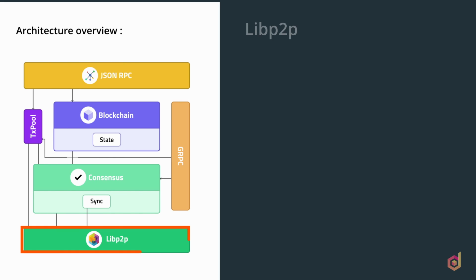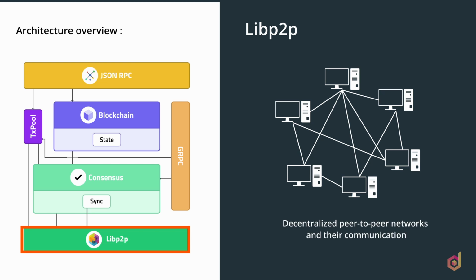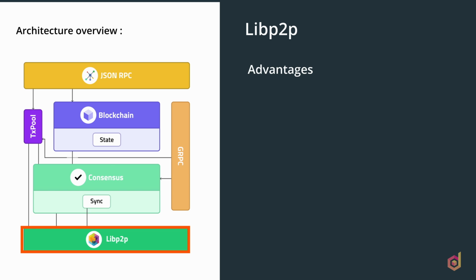Here the Polygon Edge uses the libp2p model, which is basically used to set up decentralized peer-to-peer networks and their communication. We will discuss how to set up these networks on our own from scratch in another course separately. For now, you don't have to know libp2p in order to work on Polygon Edge. According to Polygon, the main advantage of using the libp2p library is speed. That is, libp2p has a significant performance improvement over devp2p. devp2p is used in Geth and other clients.